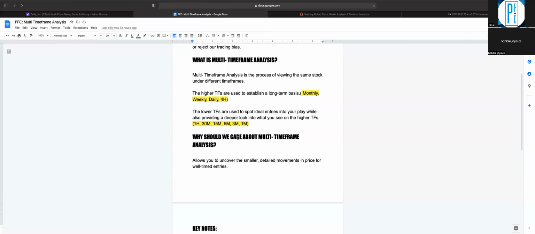So why should we care about multi-time frame analysis? Multi-time frame analysis allows you to uncover the smaller detailed movements in price for well-timed entries. That's literally all it is. Multi-time frame analysis is basically to help you get the best entry as possible and with least stress as possible. It's giving you a well-detailed movement in price so you can well-time your entries. It's that simple. And I'm gonna show you examples on the live charts in a minute.